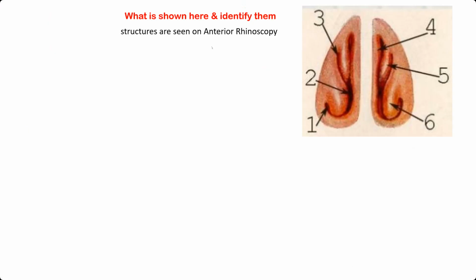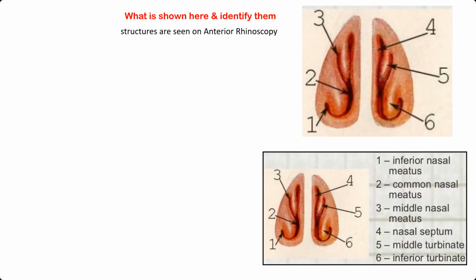So the structures seen through anterior rhinoscopy. This picture shows the structures that are seen through the anterior rhinoscopy, and these are all the structures. One is the inferior nasal meatus, second is the common nasal meatus, 3 is the middle nasal meatus, 4 is the nasal septum, 5 is the middle turbinate, and 6 is the inferior turbinate. So this is actually the turbinate, where the arrow is pointing on the turbinate itself. These are all the recesses or the gaps between the turbinates.